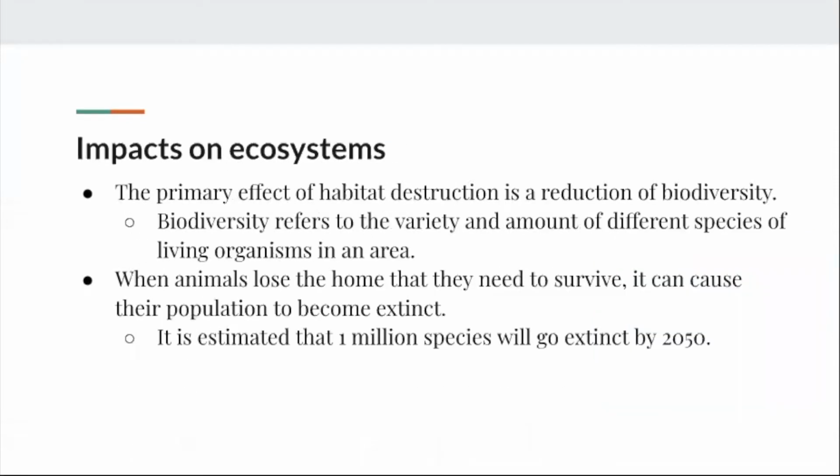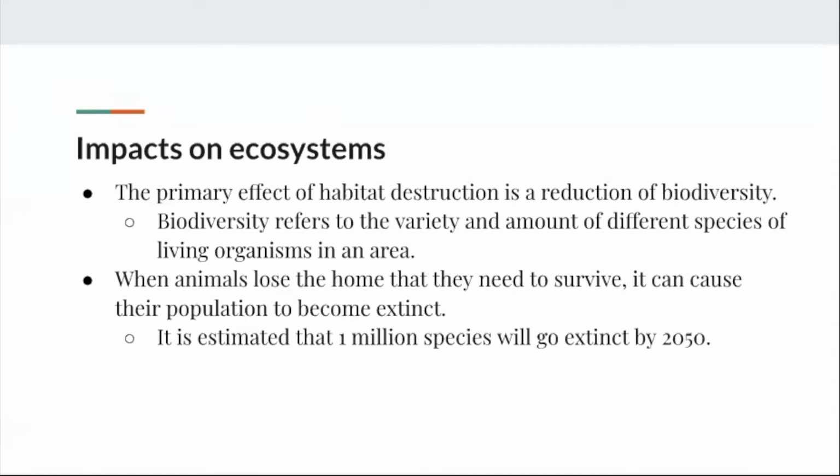Impacts on ecosystems. The primary effect of habitat destruction is a reduction or decrease of biodiversity. Biodiversity refers to the variety and amount of different species of living organisms in an area. When animals lose the home that they need to survive, it can cause their population to become extinct.